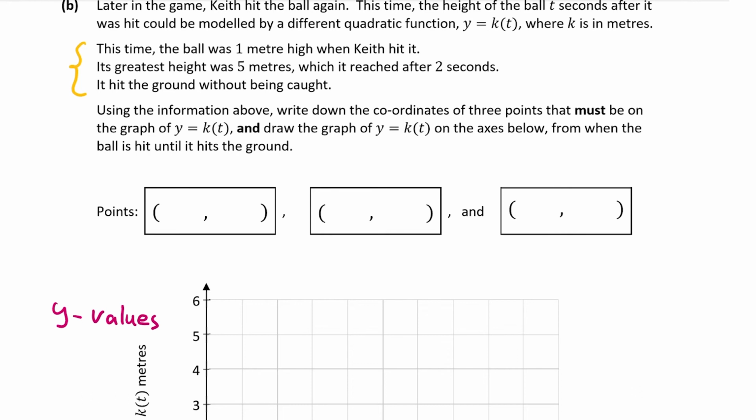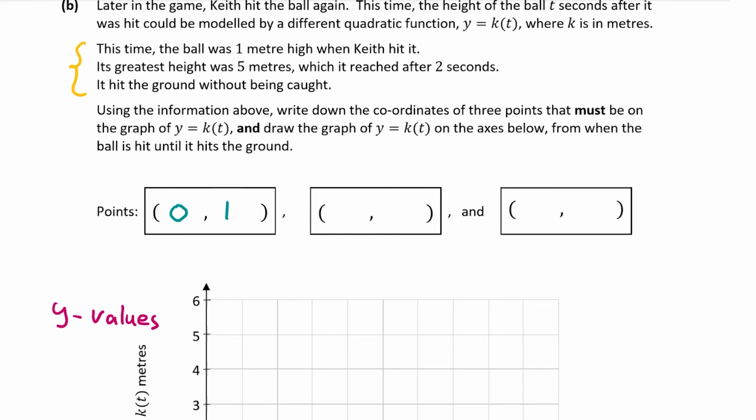So the x value essentially is 0. And remember, in a coordinate, the x value is always the first value. Just think of the alphabet. And the y value is second. So it was 1 meter high when he hit it. That means the y value is going to be 1, as it was 1 meter when it was hit. So this is basically saying after 0 seconds, the height is 1 meter.